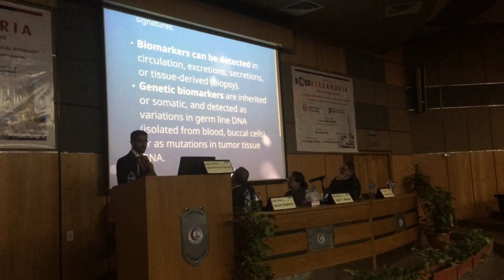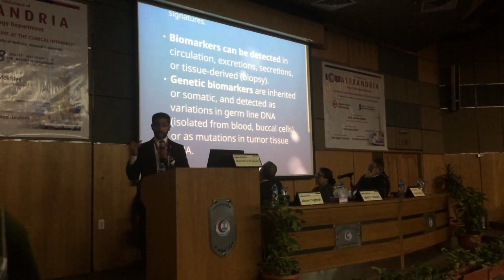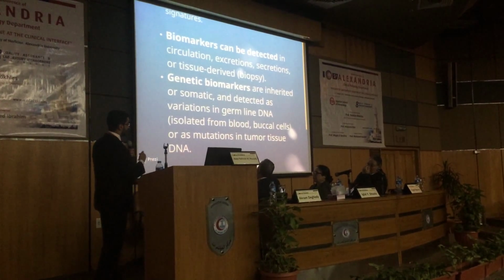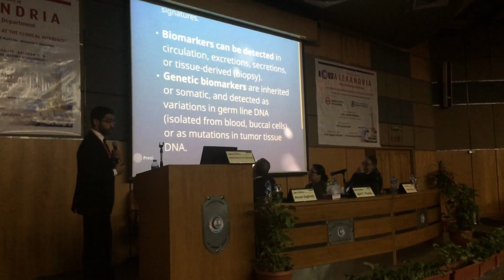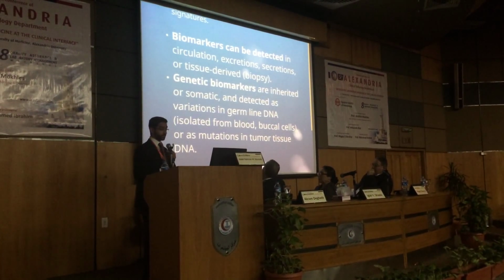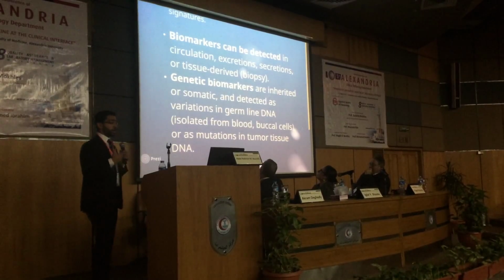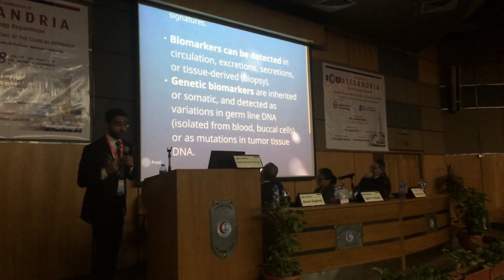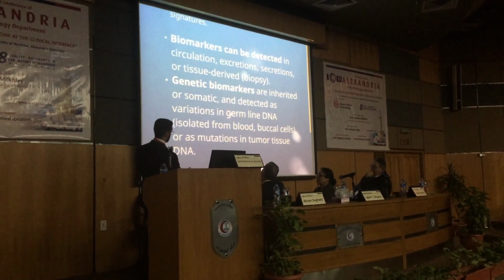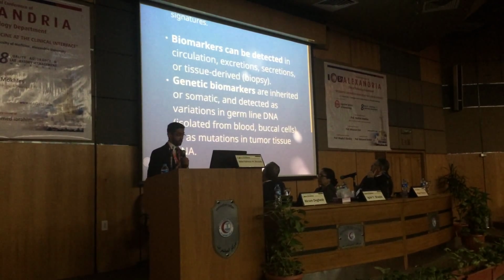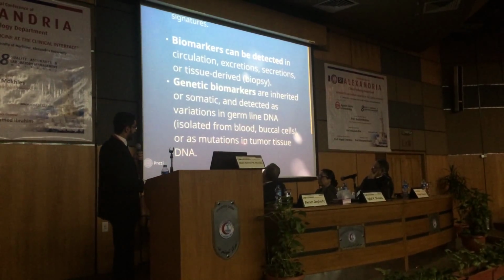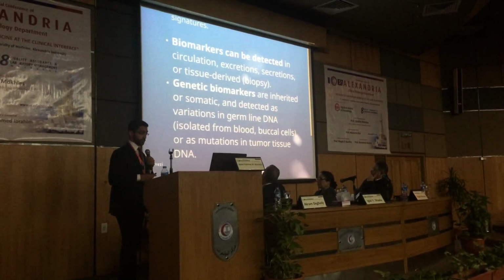We can detect them either in the circulation of the blood, in the excretions, such as the urine or the stool. We can detect them in the secretions, such as the sputum, and we can derive them from the tissues through biopsy. Now, genetic biomarkers are particularly important, and we're going to talk about them very soon. These are considered to be either inherited as germline DNA, for example, a mutation in BRCA, or they can be somatic and therefore detected as mutations in tumor tissue DNA.